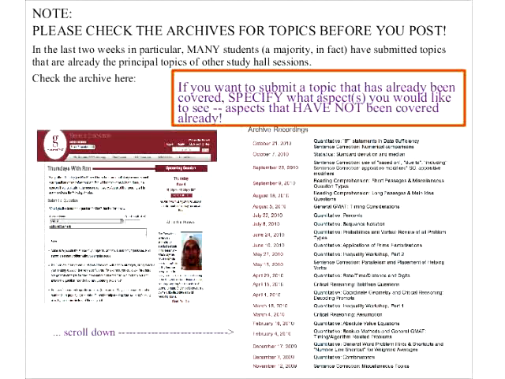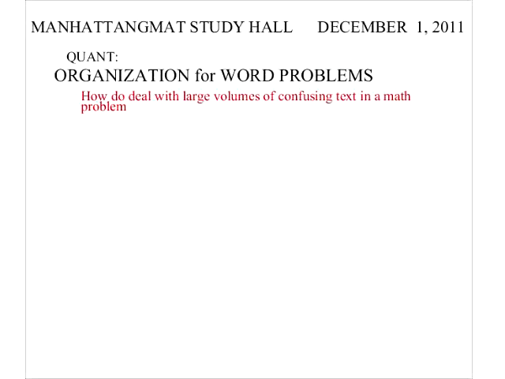So remember, the topic of the day is organization for word problems, so large volumes of confusing text. What we'll do is start out with a single problem, then build a discussion, and then attack some more problems with that discussion.